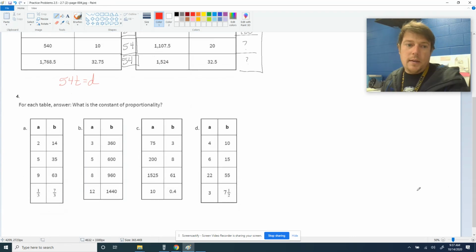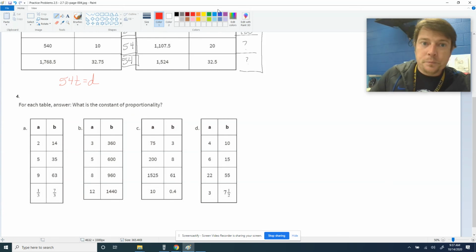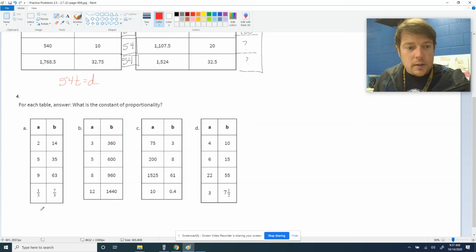Let's look at the next set, number 4. For each table, answer, what is the constant of proportionality? We're assuming that all of these are proportional. So our constant is going to be from left to right, so we're all on the same page. We're not going to give the constant that comes back right to left unless we're asked to write 2 equations. The first one's pretty easy. The constant here is 7, because they're multiplying by 7 to get from side to side. So this one's answer is 7.